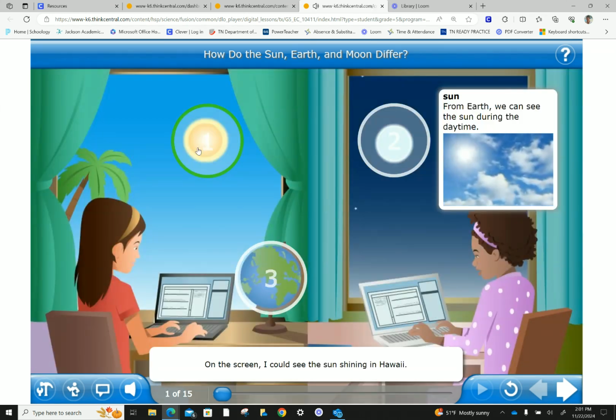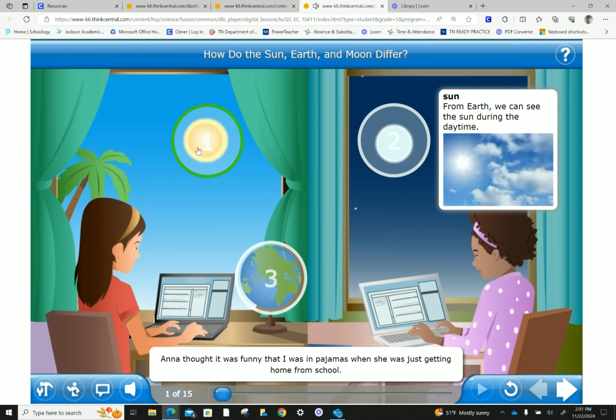On the screen, I could see the sun shining in Hawaii. At my house, I could see the moon and stars. Anna thought it was funny that I was in pajamas when she was just getting home from school.